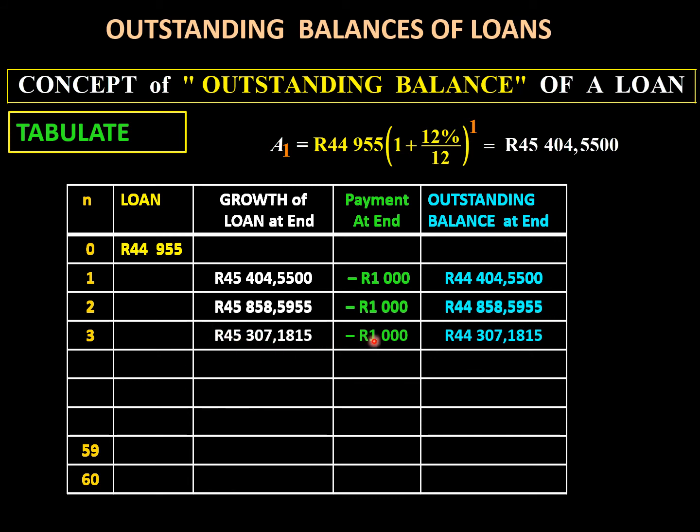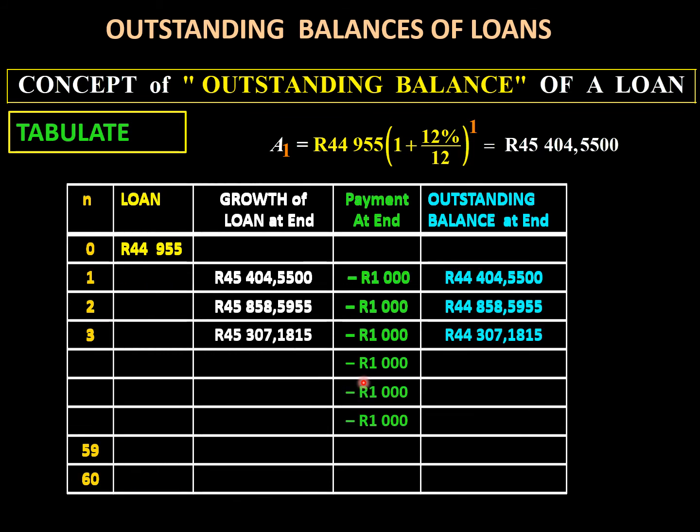Then she makes a payment at the end, and that's the balance. And we can continue doing this, right? If we take the 59th payment, we see that after making the payment of 1,000, the balance is 999 Rand and 0.99 cents. Then that grows to 1,000, and she makes a final payment of 1,000, and her balance is now 0. So this is actually what happens.